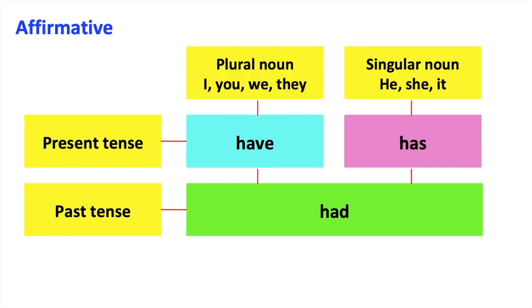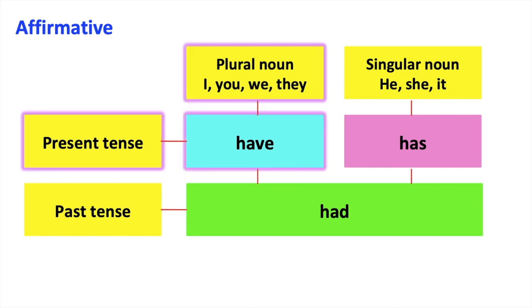The form of the verb used will depend on the subject and the sentence tense, so whether the sentence is in the present tense or past tense. First, let's look at affirmative sentences. These are positive sentences. If the subject is a plural noun, I, you, we, or they, and the sentence is in the present tense, then we use the verb have. For example, I have 2 pencils.